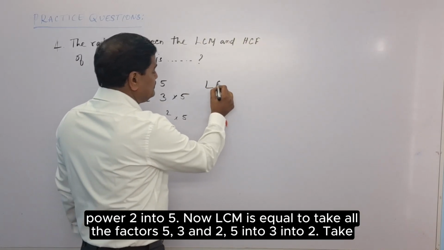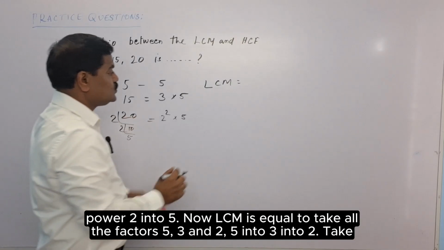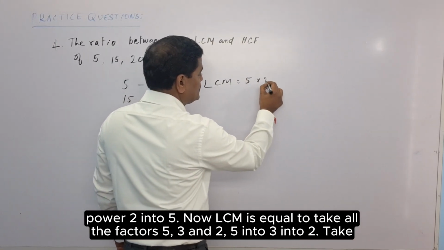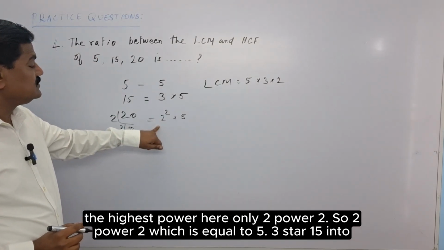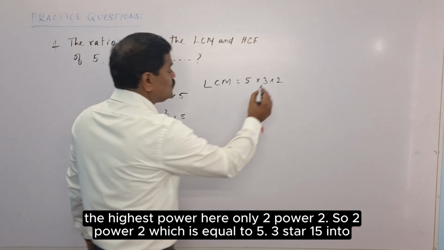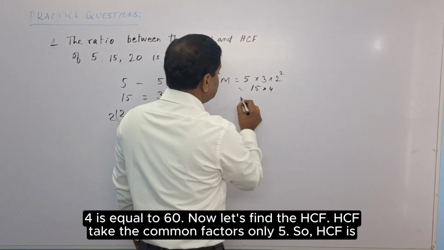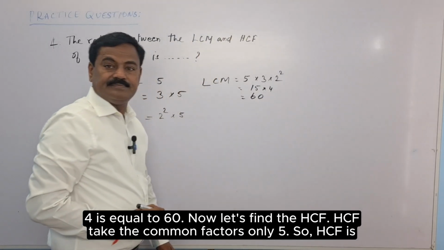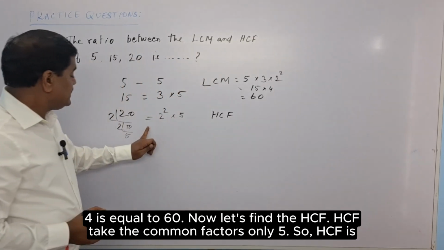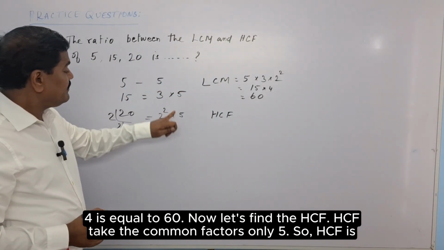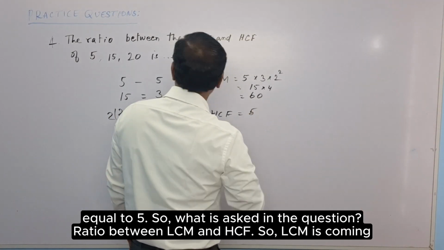Now LCM is equal to, take all the factors 5, 3 and 2, 5 into 3 into 2, take the highest power here, only 2 power 2, right? So 2 power 2, which is equal to 5 3s are 15 into 4 is equal to 60. Okay, now let's find the HCF. HCF, take the common factors, only 5. So HCF is equal to 5.